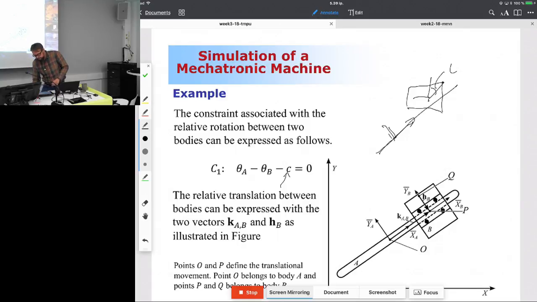Because the thing is that now B cannot move in this direction without the translation of body A. So that's what I wanted to constrain. And I can do that by introducing point O, point P, and point Q. Point O will belong to body A, points P and Q will belong to body B.